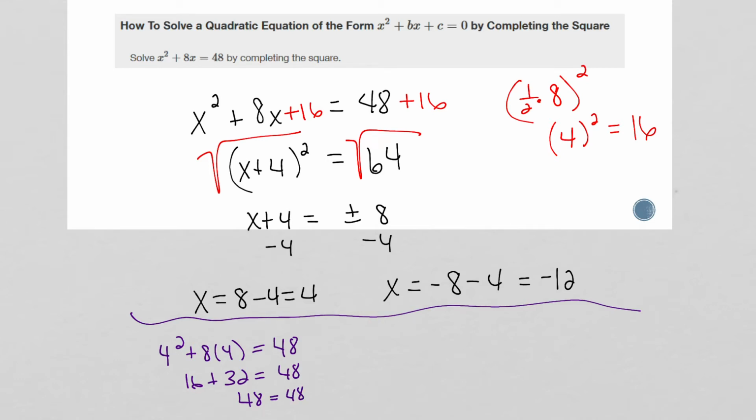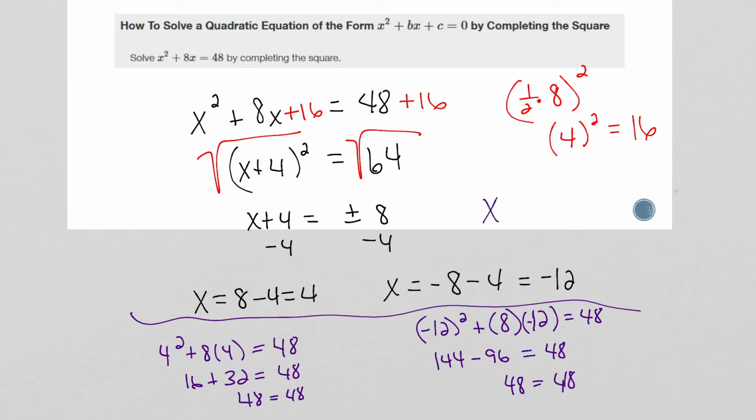Let's try the other one. So I would have negative 12 squared plus 8 times negative 12. Does that equal 48? Negative 12 squared is positive 144. 8 times negative 12 is negative 96. 144 minus 96 is 48. Yay. So these are great answers. So x is equal to 4 and negative 12.